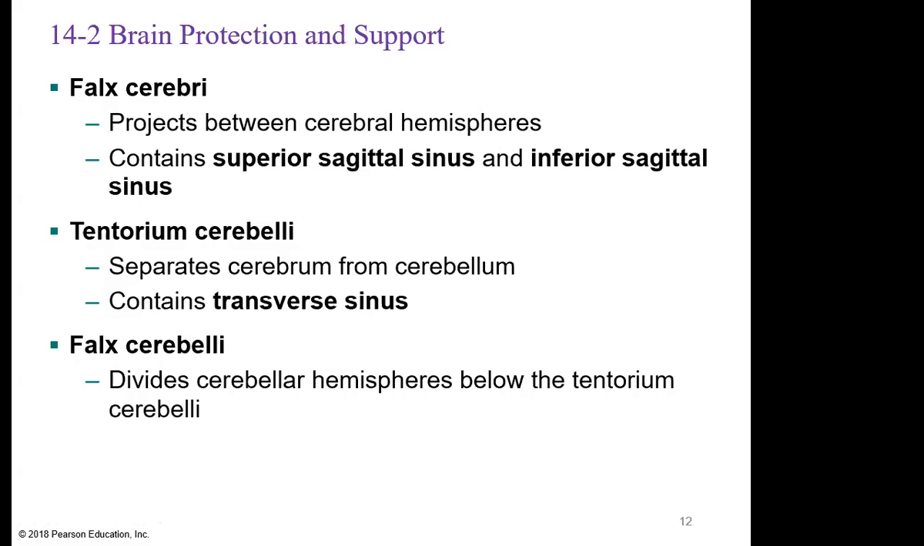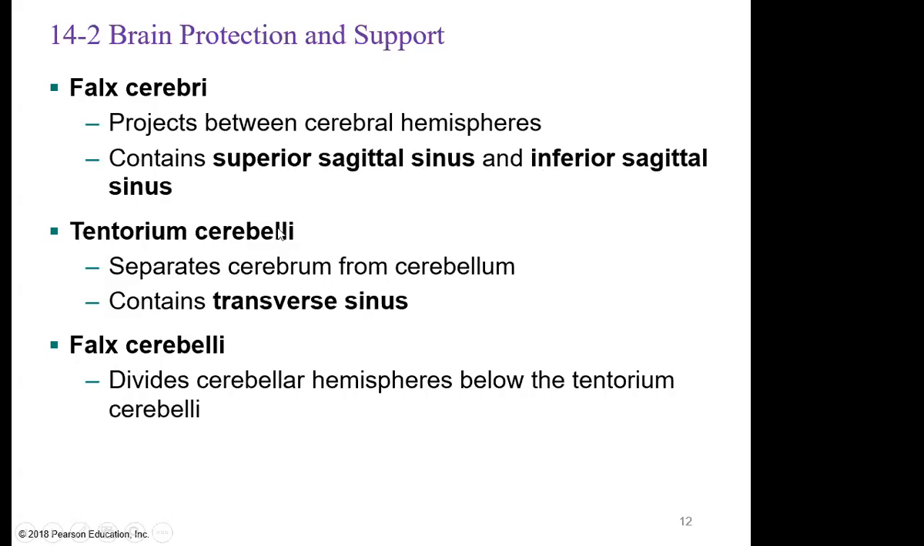Longitudinal, very good. So it actually dips right inside of the longitudinal fissure. This falx cerebri does. So this extension just comes down from the top of the skull and goes right inside of that longitudinal fissure and sits right there between those two cerebral hemispheres, protecting that brain from excessive movement. And here in the falx cerebri is where we will find these two major sinuses.